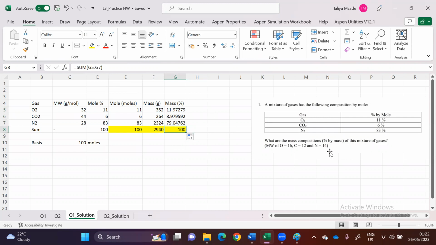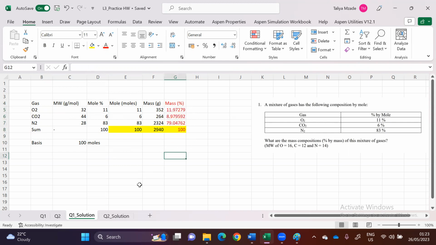So in the question, it was asked to find the mass compositions. For example, for oxygen, we have found approximately 12. For CO2, carbon dioxide, we found approximately 9. And nitrogen is 79, sorry. And the full amount will be 100. It means we have done it correctly. That's all. This will be our answer.